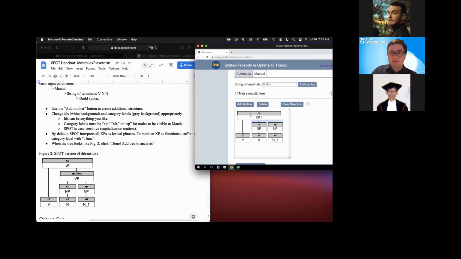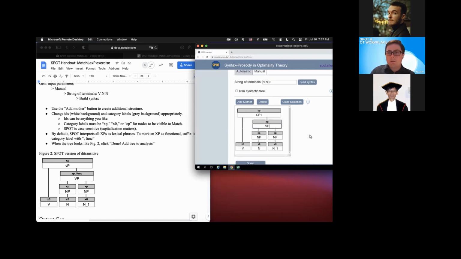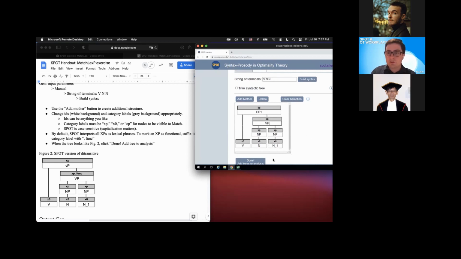So we can build this verb phrase by clicking on both of the noun phrase nodes. So you can highlight both of them. And again, just adding mother, we'll label this VP. And now this is where Spot is really useful because while these phrases we labeled XP, in this case, this VP is now considered a functional phrase because once the verb has left, it only has a trace in its head. It no longer has the lexical word.